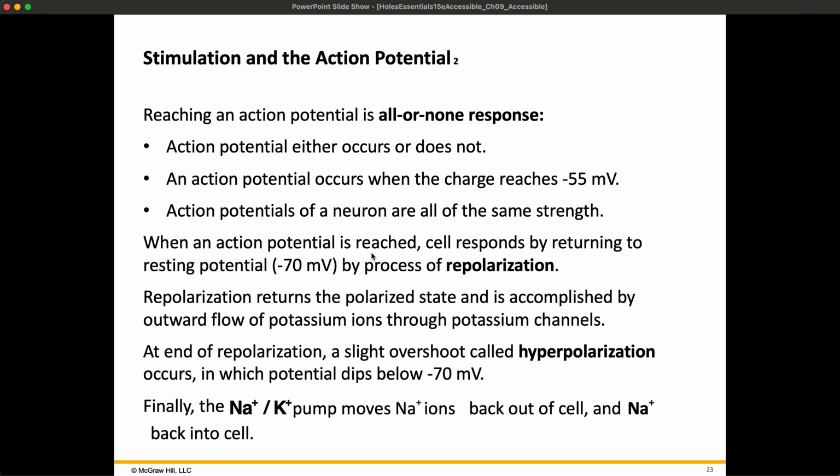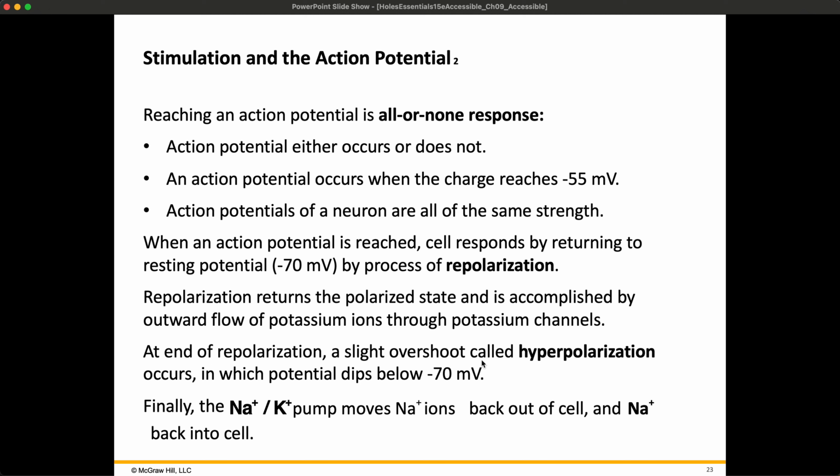Once the action potential is reached, it spikes and then it falls back down. And this process of returning to that -70, that resting membrane potential, is called repolarization. So it's recharging the neuron. That is established by the potassium ions. So you have a lot of outward flow of potassium ions through those channels. Remember, it's 3 potassium ions moving out. And then that makes the inside of the cell more negative.